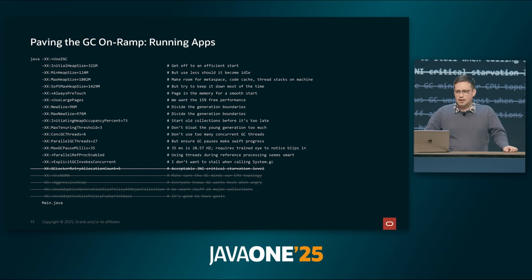Then there's some really low-level things with unfortunate interactions between JNI object accesses that can cause starvation in the GC, and we avoid these things and change the algorithm instead to not have starvation in the first place. You don't need this stuff with ZGC.